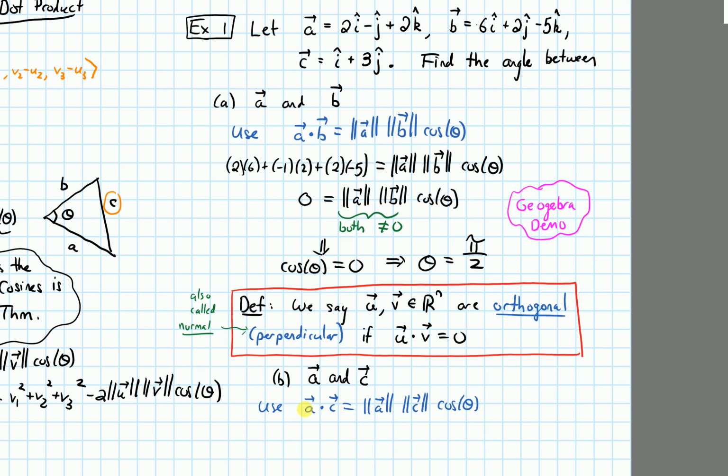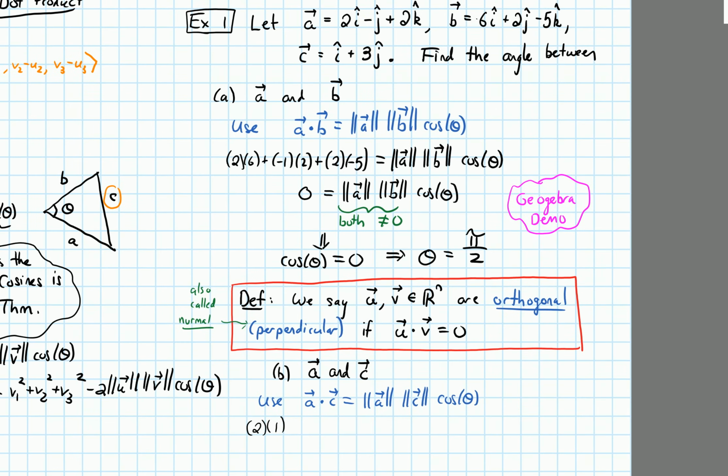So on the left-hand side, when I dot A with C, let's first multiply their I components. So it's 2 from the A and then 1 from the C. And then dot their J components: negative 1 from vector A times 3 from vector C. And then their K components, which would be 2 from the A, and then 0, because C does not have a K component. Okay, so that's the left-hand side.